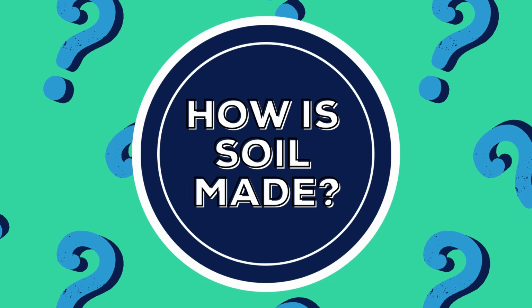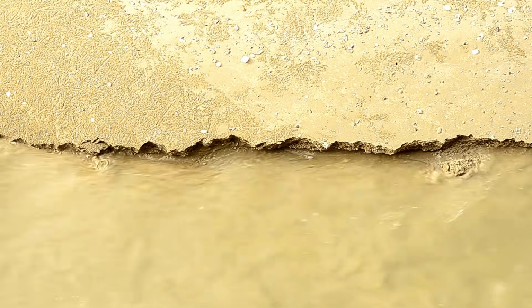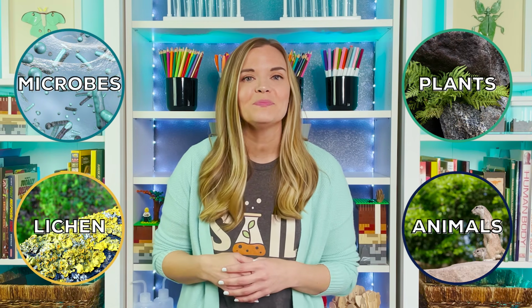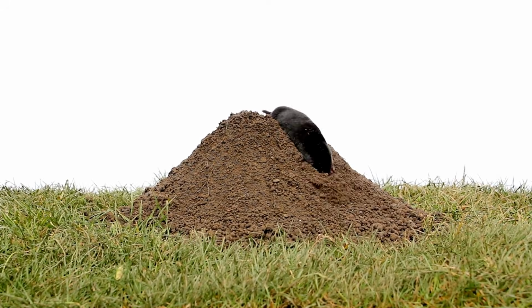How is soil made? Soil is created when nature has its way with the coating of minerals on the earth. Weathering, that's rain, heat, freeze-thaw cycles, gradually turn rock into sand, silt, and clay particles. This creates something a little more workable than rocks, but it's the living organisms that do all the heavy lifting. As microbes, lichen, plants, and animals move in, an enrichment cycle is created that makes the soil more hospitable to plants.